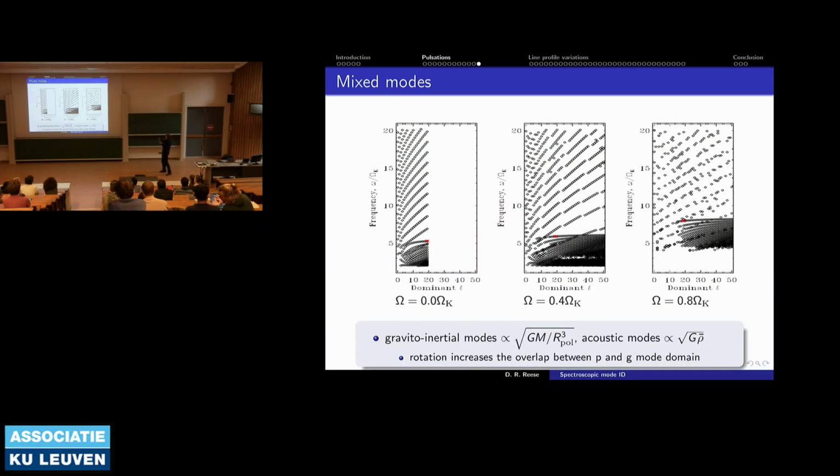Now, in fact, that's a bit of an artifact from the way I've plotted this, because I'm scaling the frequencies with respect to the Keplerian rotation rate. What really is happening is that the gravity modes are staying at a fairly constant level, and it's the acoustic modes that are coming down more and more into the gravity mode domain, because they scale with the volume or the mean density of the star, but the mean density of the star is going down because of the increasing equatorial radius.